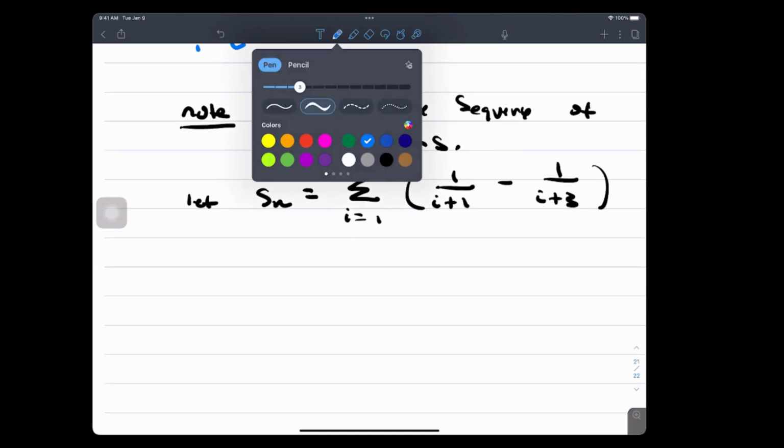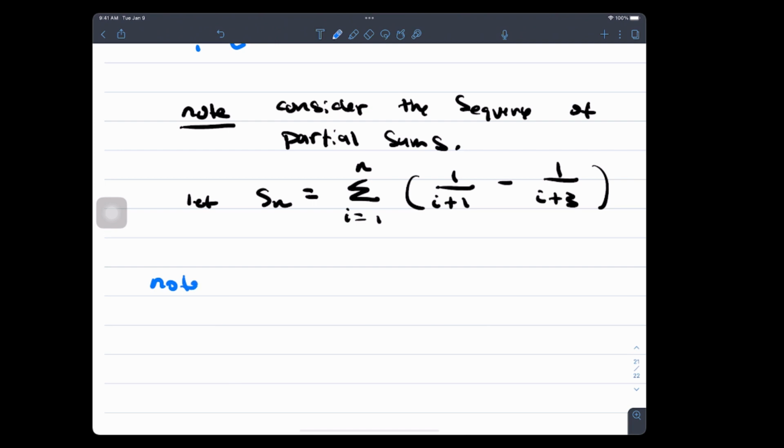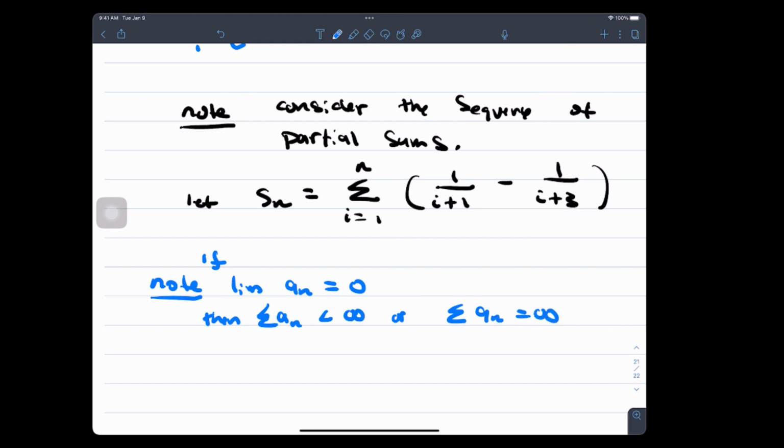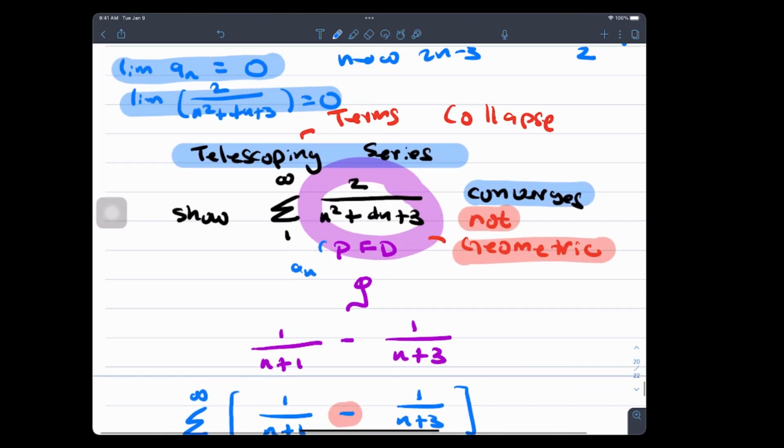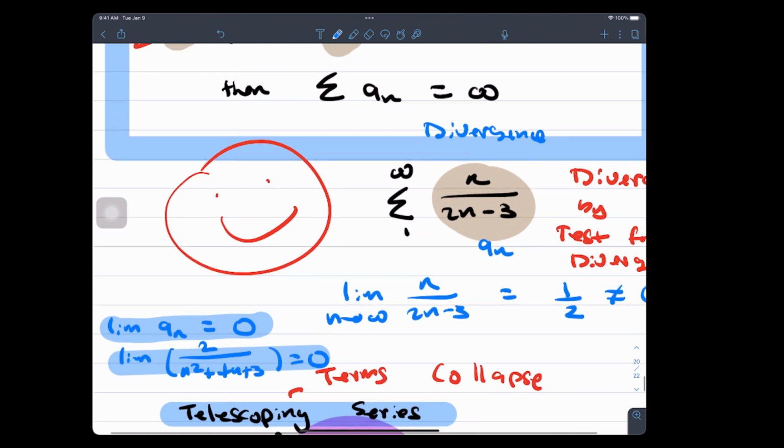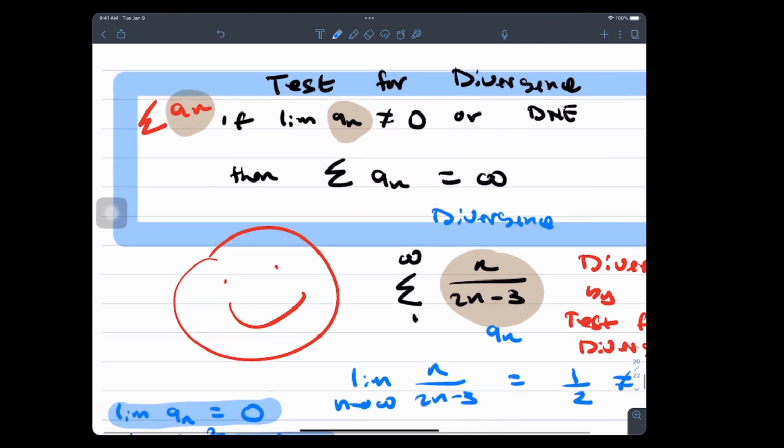Note anytime the limit of a_n equals 0, if you have that, then the series can be convergent or divergent. You don't know. There's no guarantee of what this will be. Okay? So that's an important detail. A lot of times people say, hey, the limit of a_n is 0, therefore it converges. No, not at all.